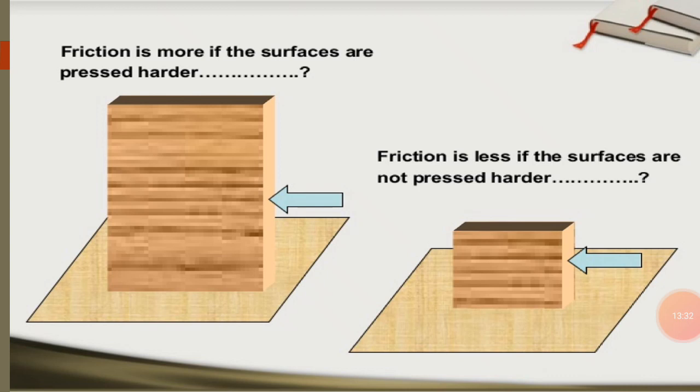So it is clear from this activity that if the weight of the box is light, it applies a small amount of force on the floor, and in that case the frictional force will be less. And if the weight of the box is heavy, it applies a greater force on the floor, and in that case the frictional force is large. So it is clear from this activity.